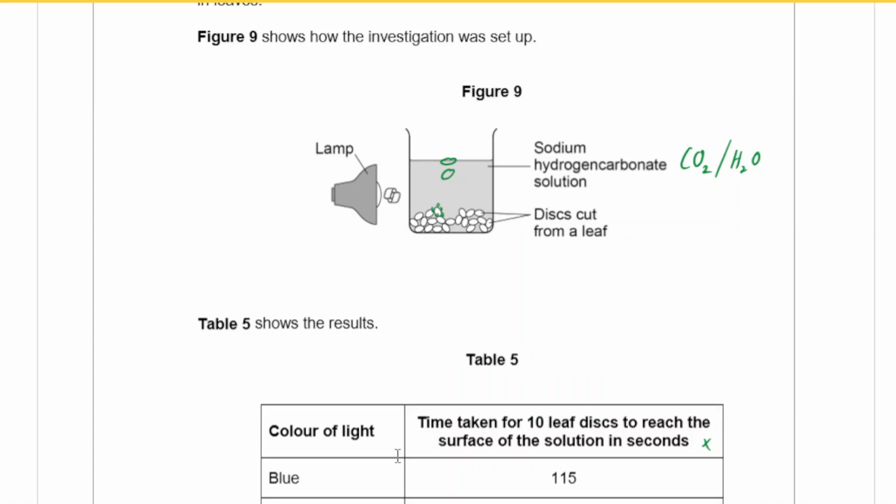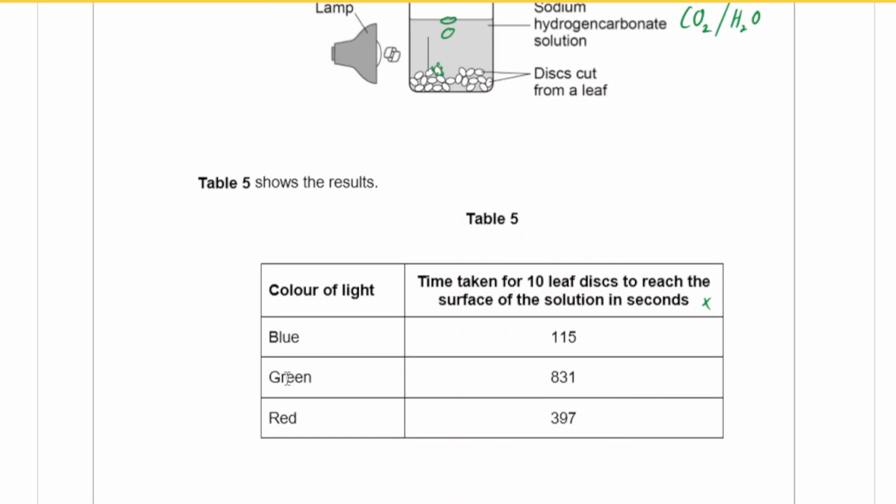So blue is 115 seconds, green is 831 seconds, red is 397 seconds. So the shortest time is blue, which means most photosynthesis is taking place at blue, and the least is in green light.